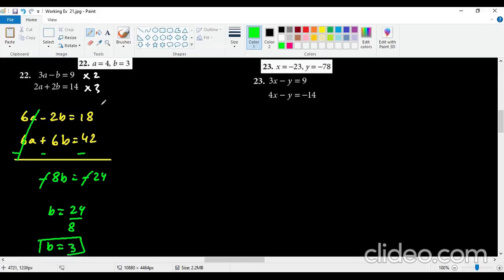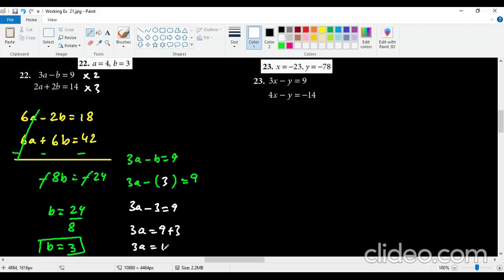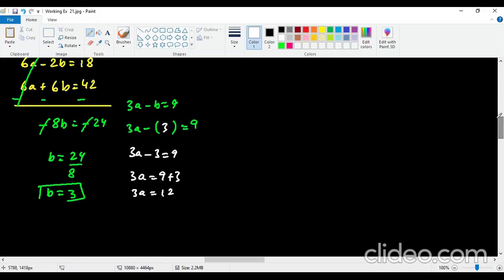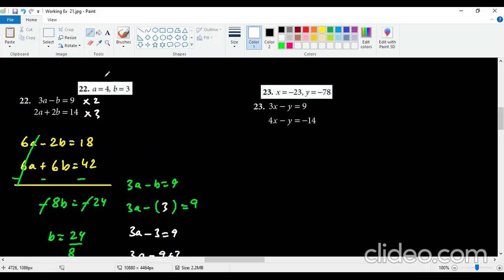Now finding out the value of a, it says 3a minus b equals 9, and 3a minus the value of b is going to be 3. So I will write 3 over here. That means 3a minus 3 equals 9. So 3a equals 9 plus 3. 3a equals 12, and a will be equal to 12 over 3, which is in turn going to give us a equals 4. So the value of a is 4 and the value of b is 3, as you can see in the answer also.